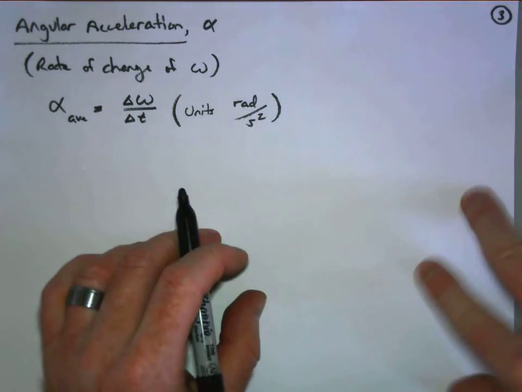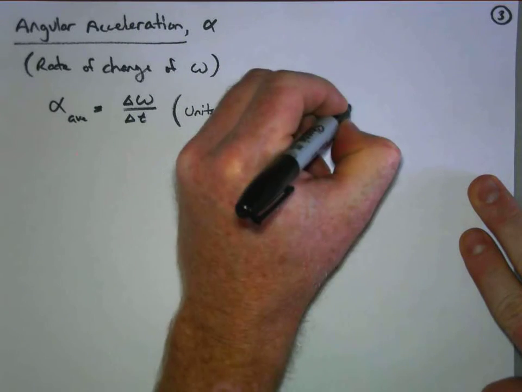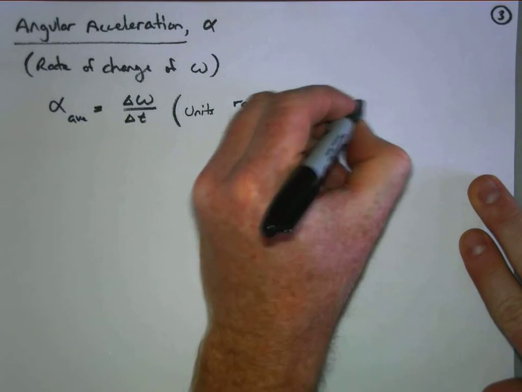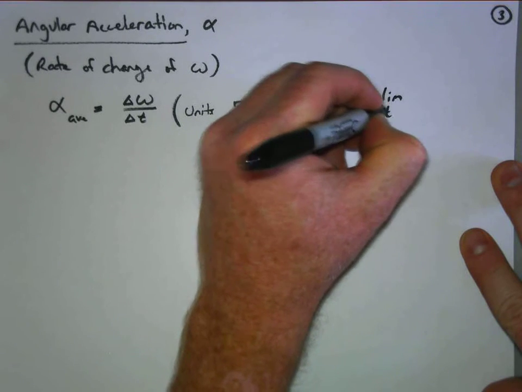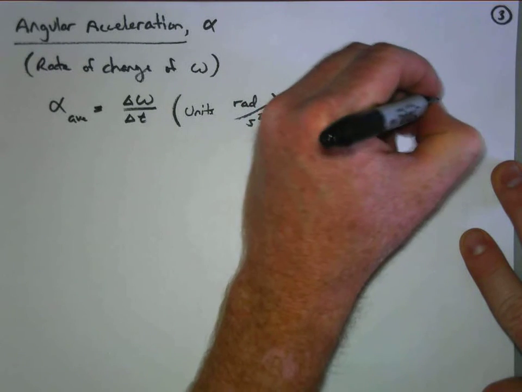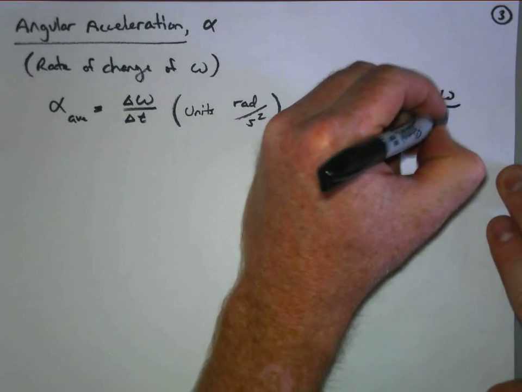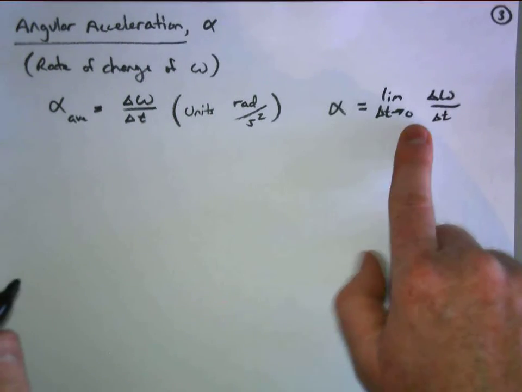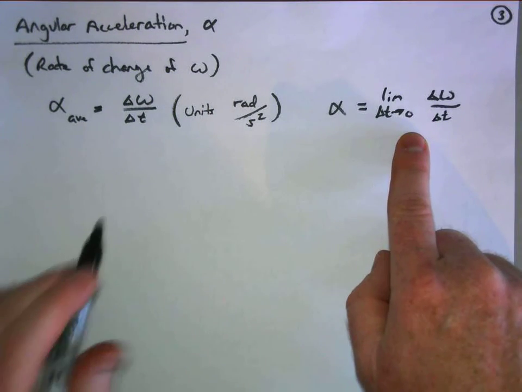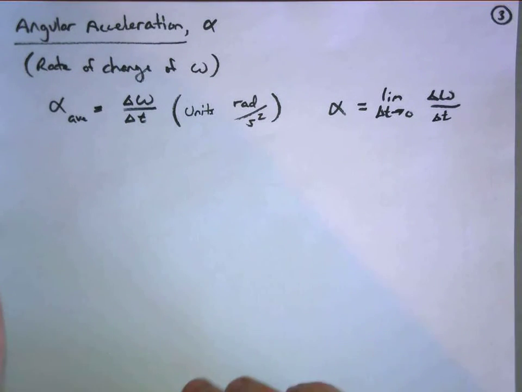And of course, I'm going to throw this in here in case it ever comes up. The instantaneous angular acceleration, where I look at the limit as delta t approaches 0 of your change in angular velocity divided by the time interval. Not an equation we're going to be using much. It essentially is going to boil down to the average, and you'll see why later on.